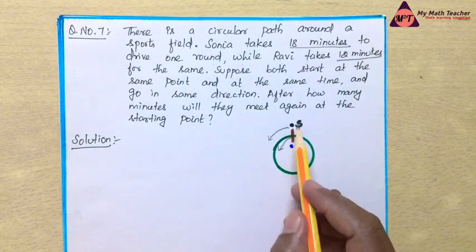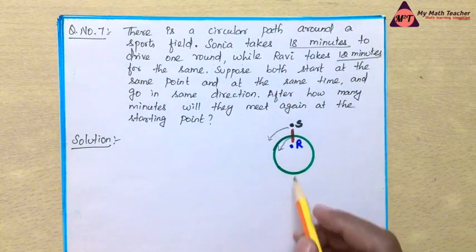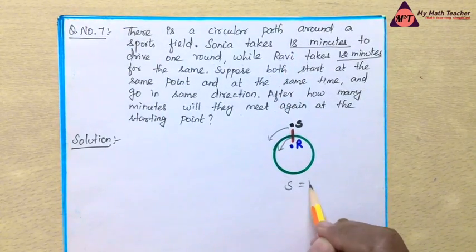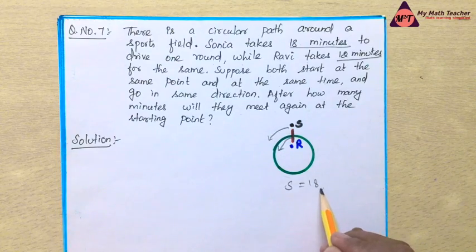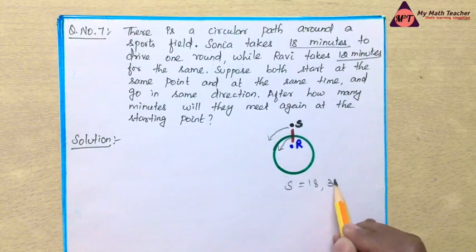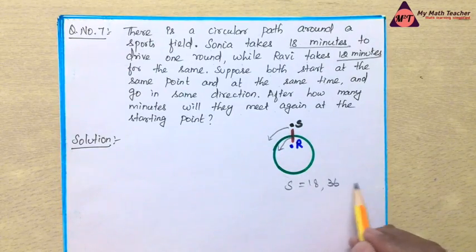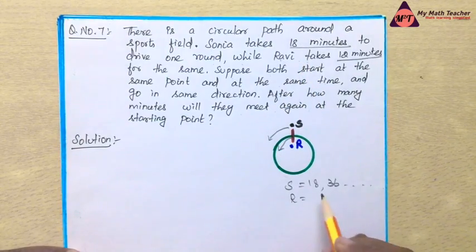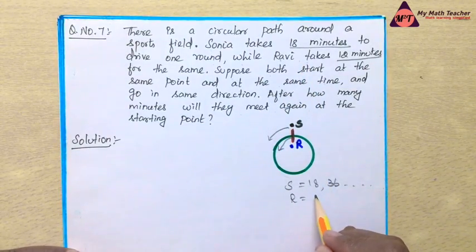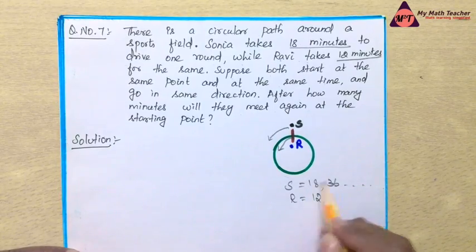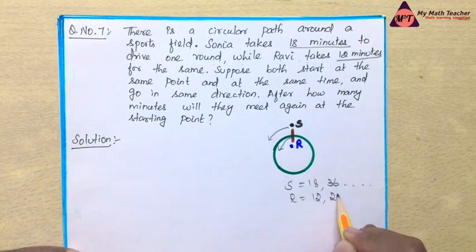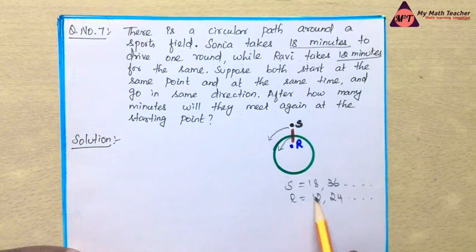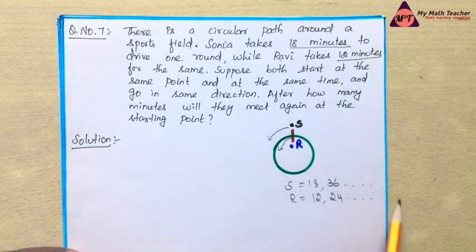Okay, now Sonia will take 18 minutes to complete a round. After every 18 minutes, she will complete one round. So the second round she will complete in 36 minutes, because 18 plus 18 is 36. It goes on like this. Whereas Ravi takes 12 minutes to complete the same round. So the second round he will complete in 24 minutes. It goes on like this. So first round 12 minutes, second round 24 minutes.